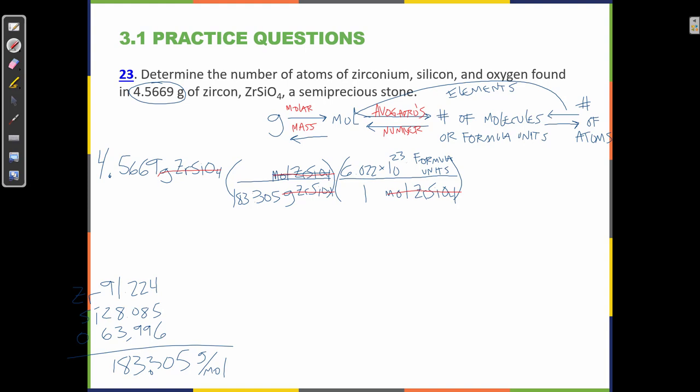So I still don't know how many atoms of zirconium I have. So the last conversion here, put one more conversion down. If I have formula units on top, then I have to put formula units on the bottom. Formula units, so that will cancel. And what I'm trying to convert to, finally, is atoms.